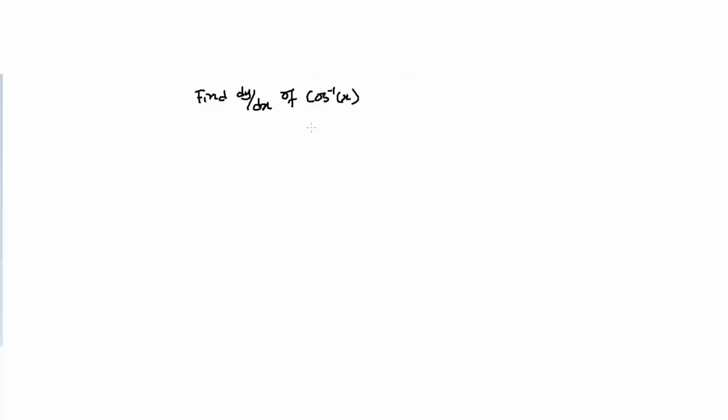In this video, we are going to be finding dy dx of cos inverse of x. Say you are given y to be equal to cos inverse of x. This means cos y is equal to x, and let's call this equation 1. Then let's differentiate equation 1 implicitly.